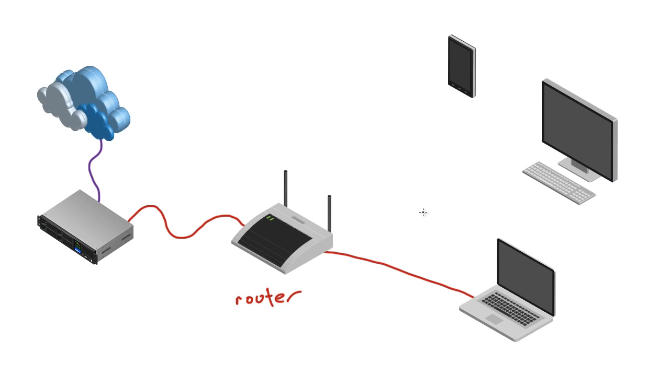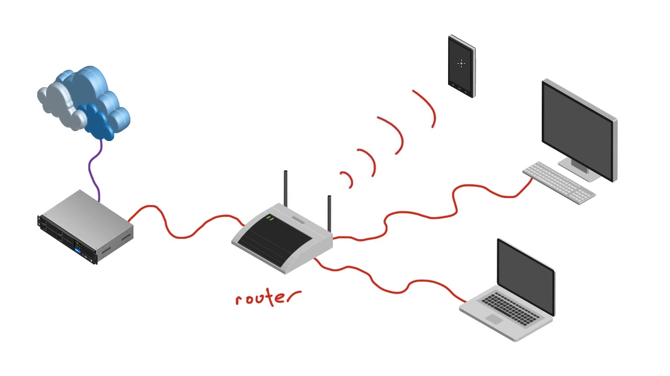So let's say that we have a laptop and we wanted to connect it with the Ethernet cable, and also maybe our iMac can connect to our router, and the router can also, since this has wireless capabilities, connect to wireless devices such as phones, tablets, whatever.